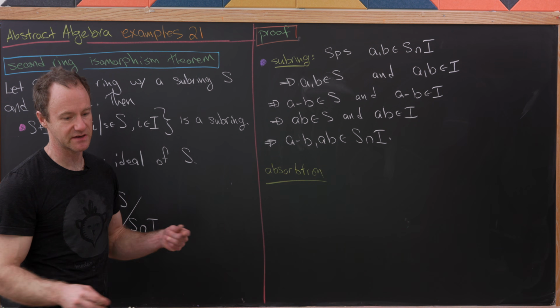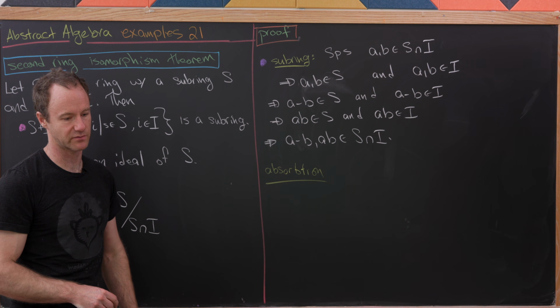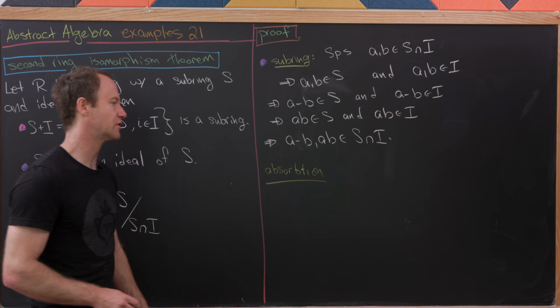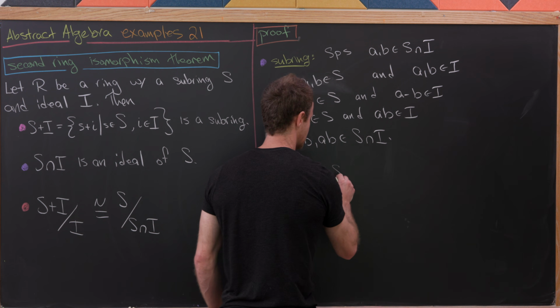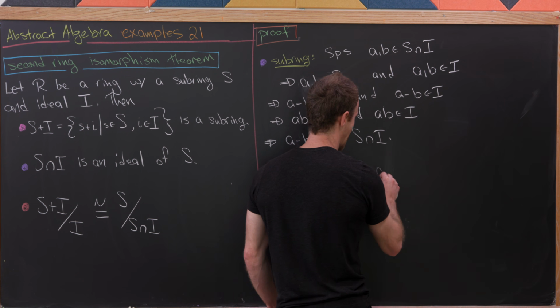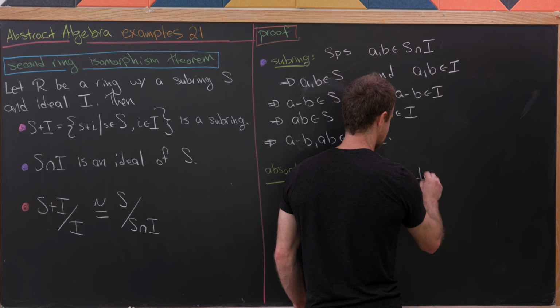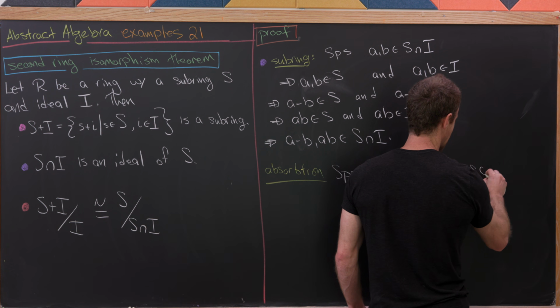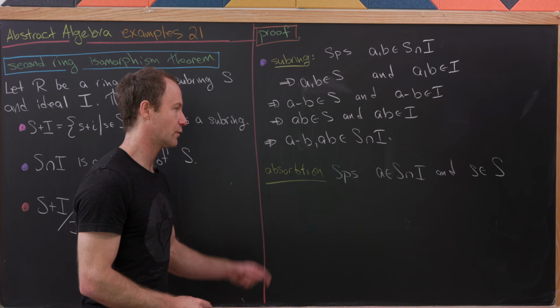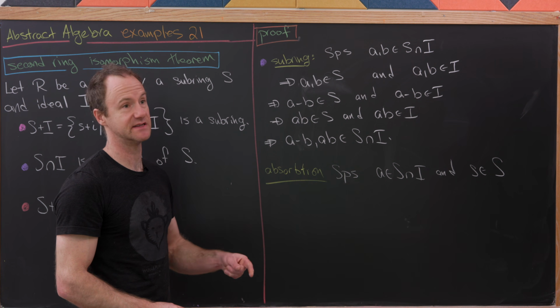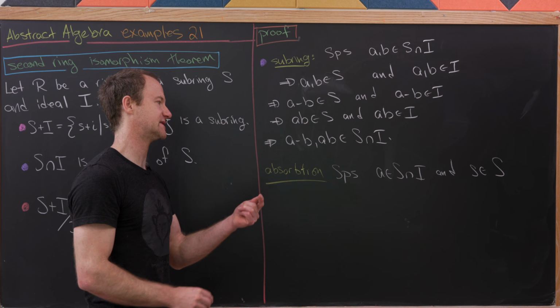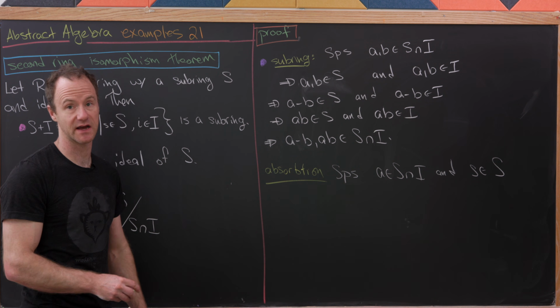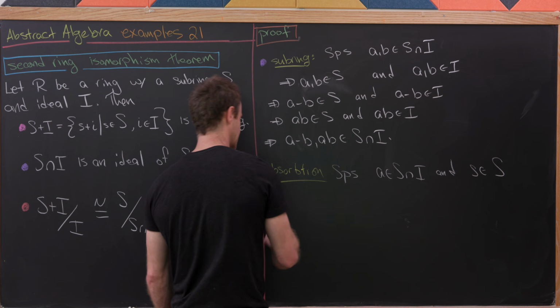In fact, the intersection of any two subrings is a subring. Okay, so now let's prove the absorption property. Let's suppose that a comes from S intersect I, and maybe we'll say little s comes from S. We want to show that as is in S intersect I and sa is also in S intersect I. So let's see how to do this.